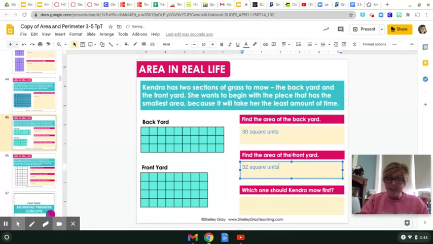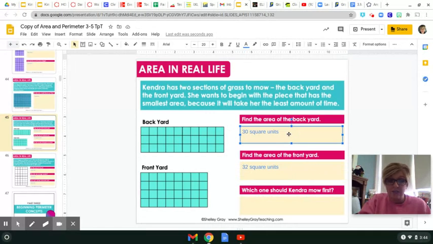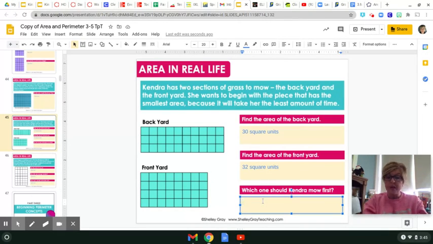Okay, now if we take a look at the front yard and the backyard, which one is smaller? Well, you can obviously tell that the backyard is smaller. Even though it's longer, it doesn't have as much space as the front yard does. So the backyard is smaller, and that's what Kendra wanted to mow first. So down here where it asks which one should she mow first, we're going to type that into a complete sentence. Kendra should mow the backyard first. Okay, and that's how we would solve that problem and use area in a real life example.